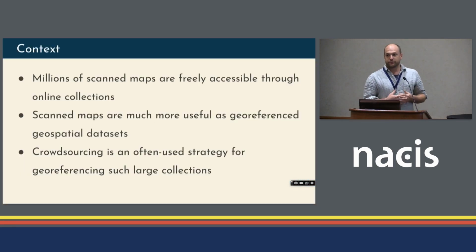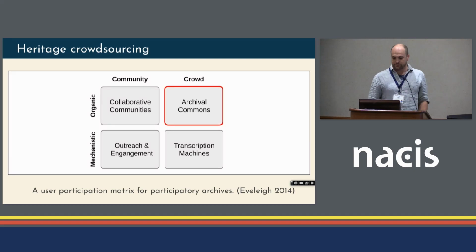So just for some general context, I started with the fact that there are millions of Sanborn maps available out there. Libraries and institutions have done a great job putting a ton of information out, and georeferencing them makes them way more useful if you want to do any type of spatial analysis or even visualization. So crowdsourcing has become a very common strategy for handling mass georeferencing projects.